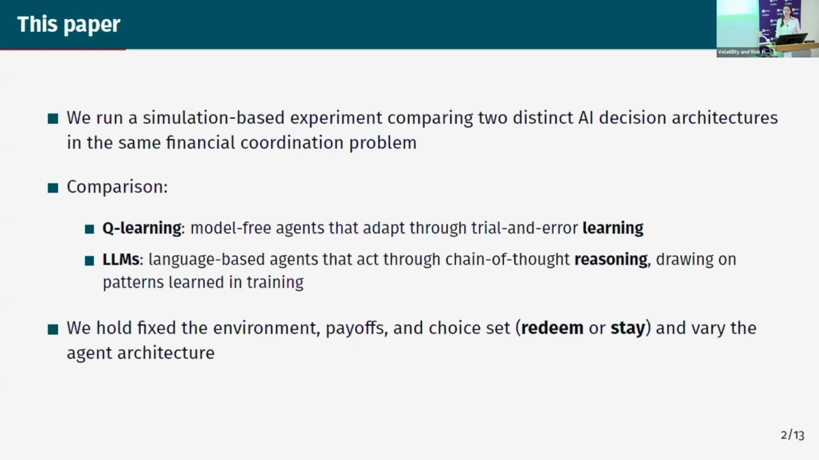This is a type of reinforcement learning algorithm, one of the popular ones. And then we have LLM agents, so language-based agents that act through chain of thought reasoning and also drawing on the patterns they see in the training data. So these are our two types of agents, and we hold the environment fixed, we hold the payoffs and the choice set fixed, and we compare how those two agent types perform in this problem.